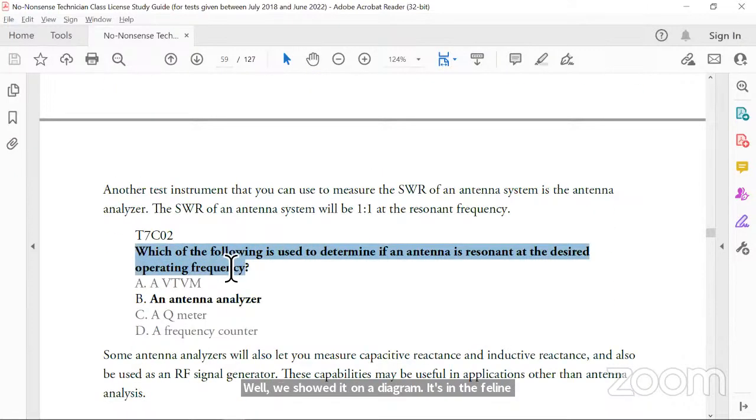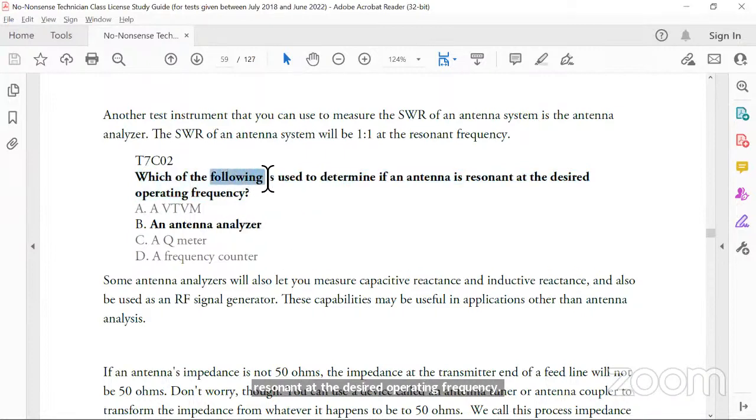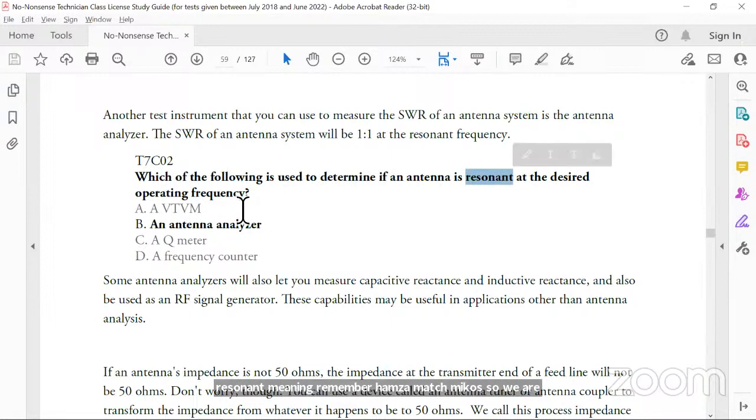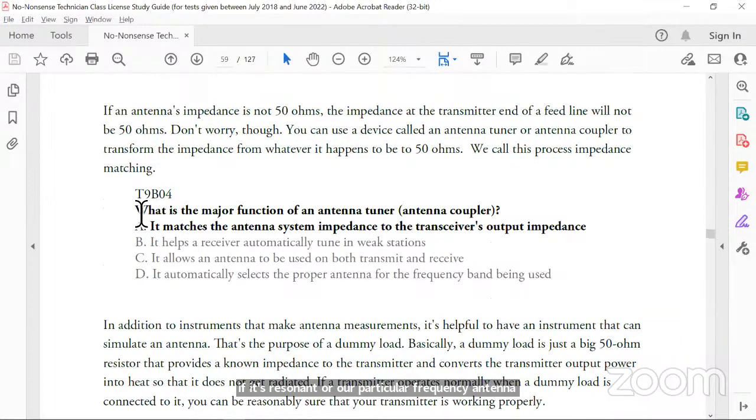Next question in the question pool. Which of the following is used to determine if an antenna is resonant at the desired operating frequency? So let's dissect this question a little bit. They're asking us, what are they asking us? Which of the following? So it's one of the meters that's listed here that we can use to do what? Determine if an antenna is resonant, meaning, remember hams are matchmakers, so we are looking for matchmaking or a good match, resonant at the operating frequency. And we learned that an antenna analyzer could be used just connected to the antenna, and it will tell us if it's resonant on a particular frequency. Antenna analyzer. Lovely instrument.